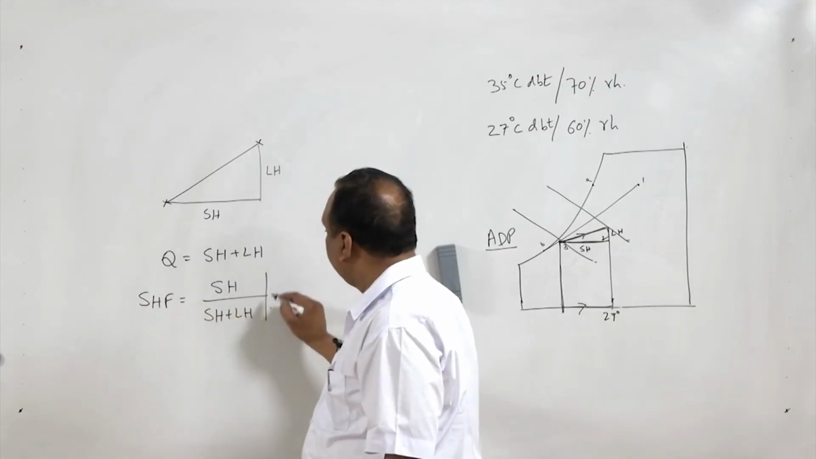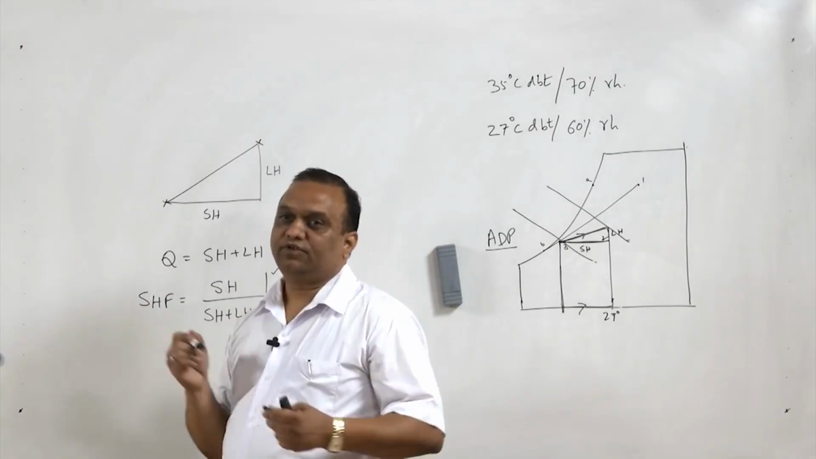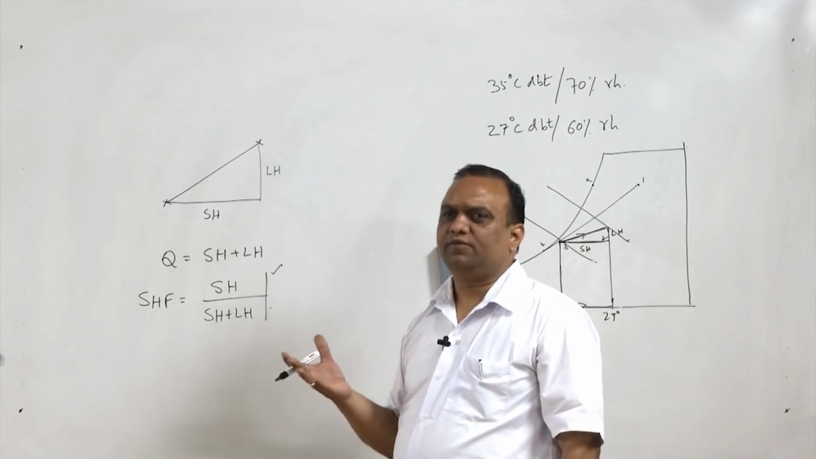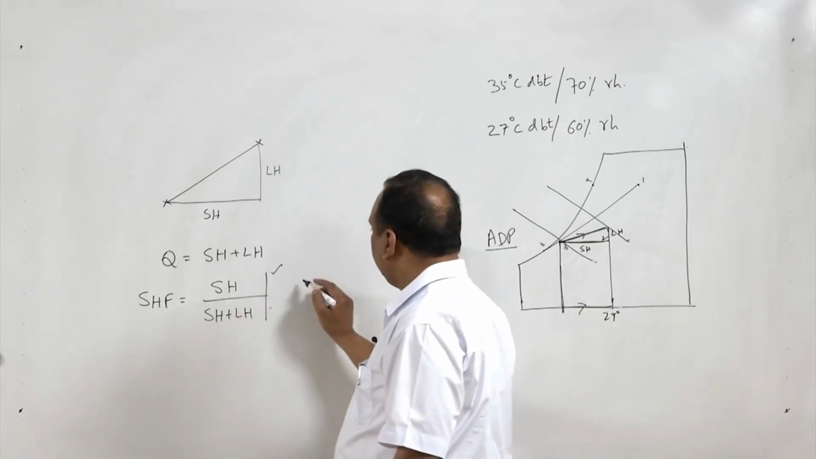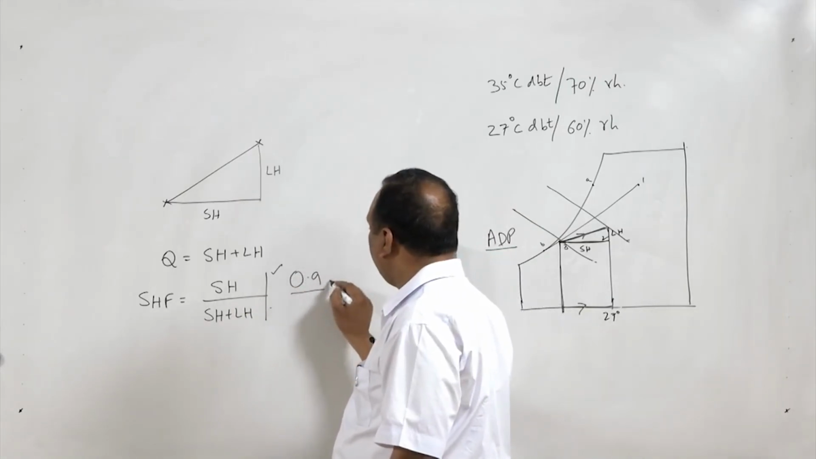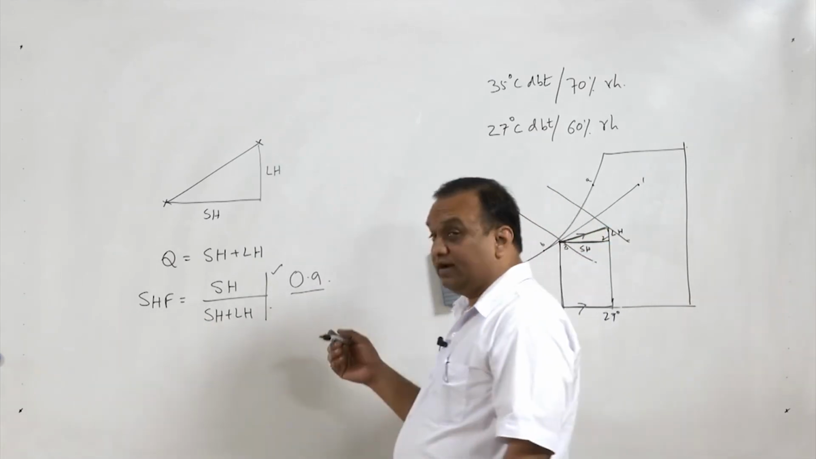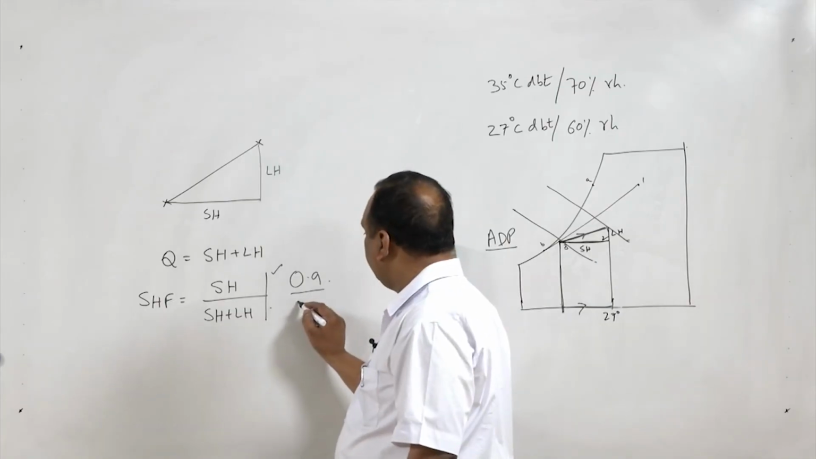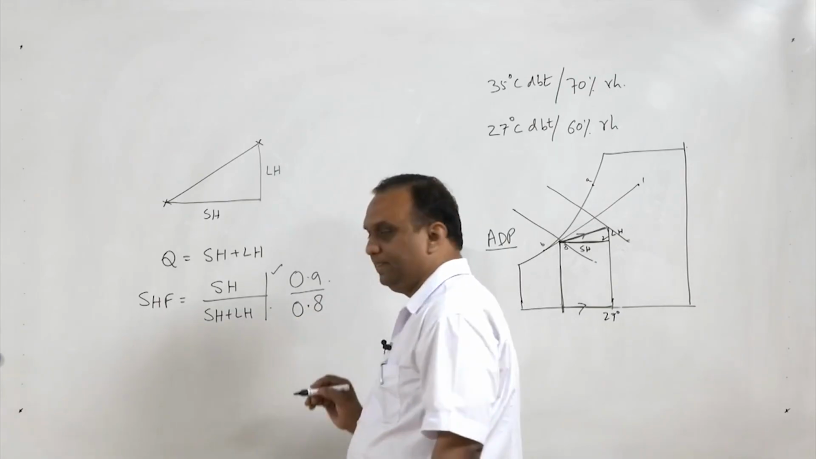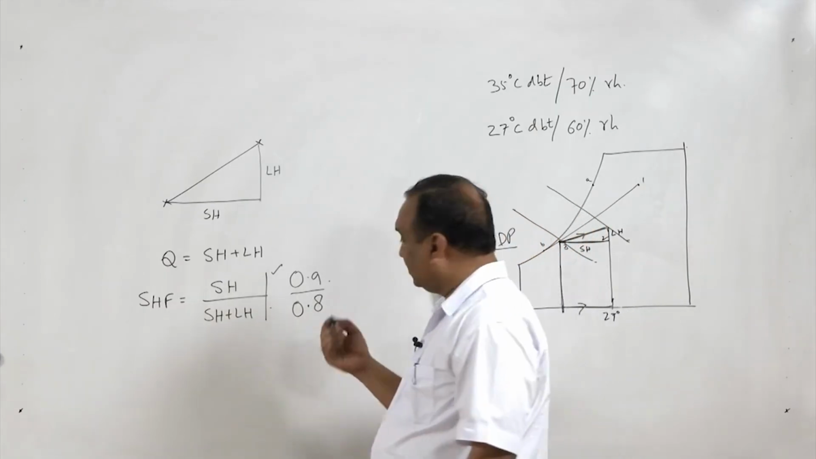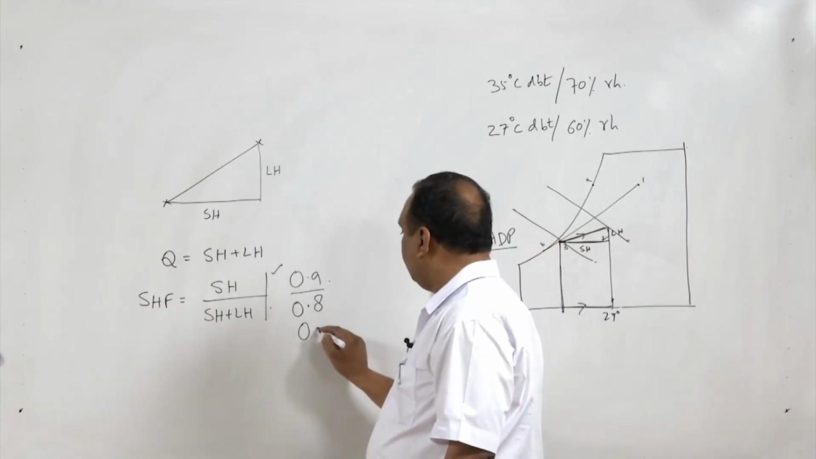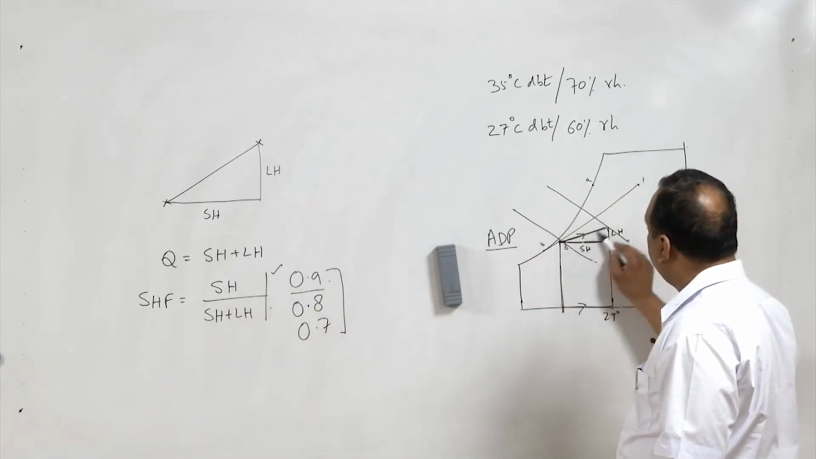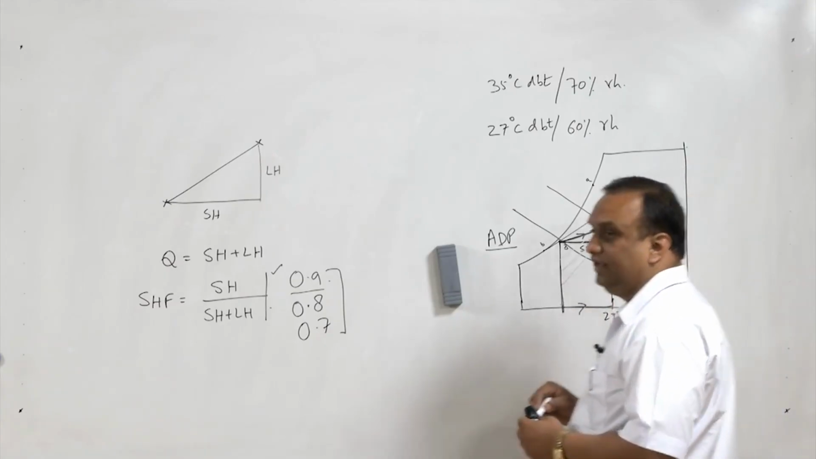In the next psychometric chart I will show you how to draw the sensible heat factor lines. So the sensible heat factor gives an idea about the nature of the load. For example, where the latent heat load is minimum, like a residential house, the sensible heat factor may be 0.9 or greater. In a restaurant, because a lot of cooking is there, the sensible heat factor may be, let us say, 0.8. In a discotheque or a dance floor, the sensible heat factor may be 0.7.